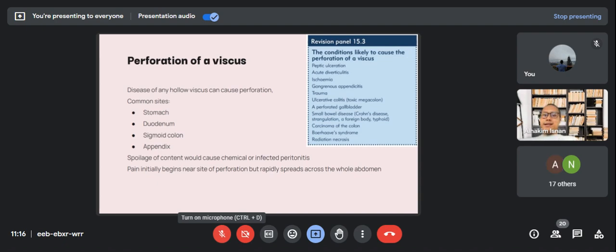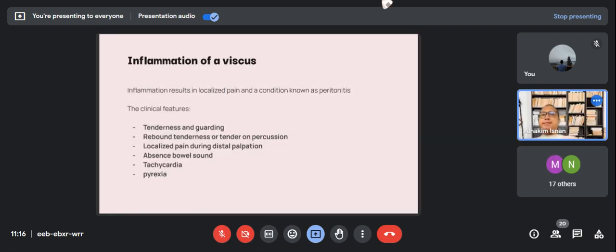Okay, proceed. Next is the inflammation of the viscus, known as peritonitis. The clinical features of peritonitis are tenderness and guarding, rebound tenderness, and localized pain during palpation. For example, perforated acute appendicitis, with abscess, bowel wall involvement, tachycardia, and pyrexia.